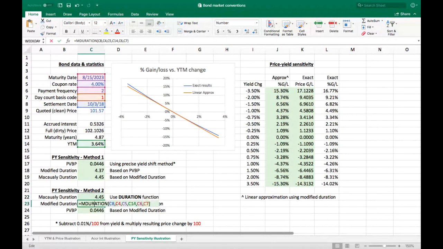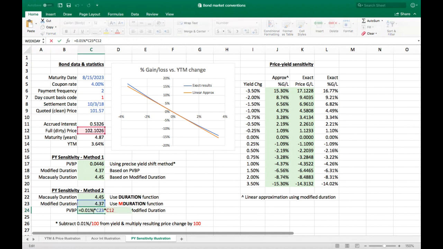And then for modified duration, we'll use the M duration function. And again, we're using the same parameters: settlement, maturity, coupon rate, yield, frequency, and the basis code. And it gets the modified duration. And that's the same as we had up here. So 4.37 and 4.37.